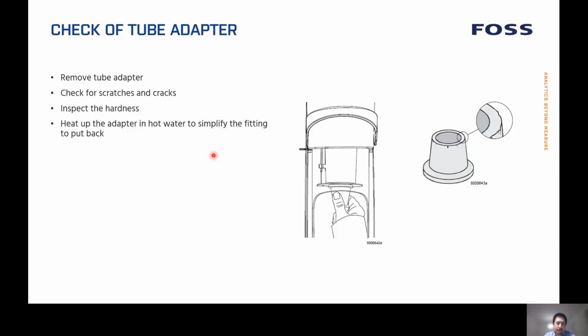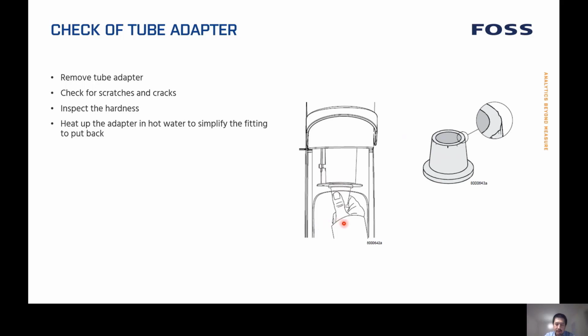Now this part is also for the monthly maintenance. You have to check the tube adapter. Check if there is any scratch or crack on the rim, and also inspect the hardness, because if there are issues with hardness or cracks, they can cause problems due to leaking. So you have to change it.